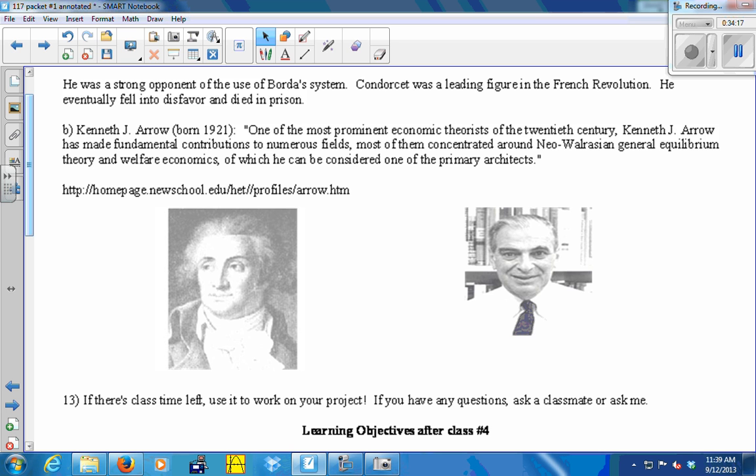And Kenneth Arrow, he is the economist and mathematician who realized that there is no fair voting method. There is no method that will satisfy all 4 fairness criteria.